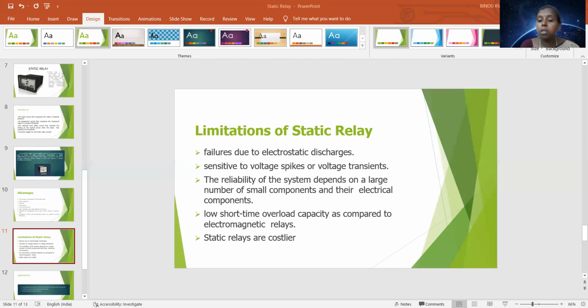And also it is affected by the surroundings. These relays are also more costly. So these are all your main drawbacks of static relays.